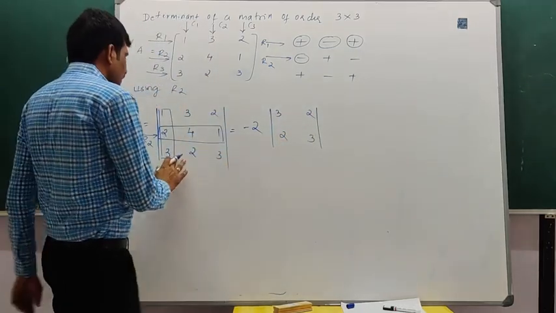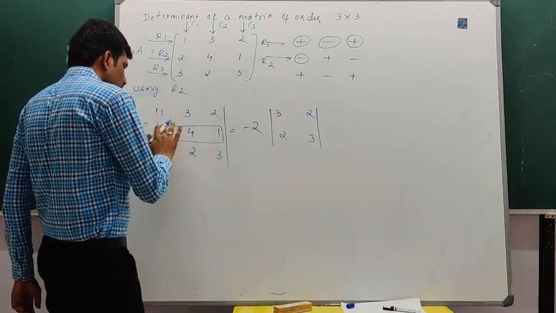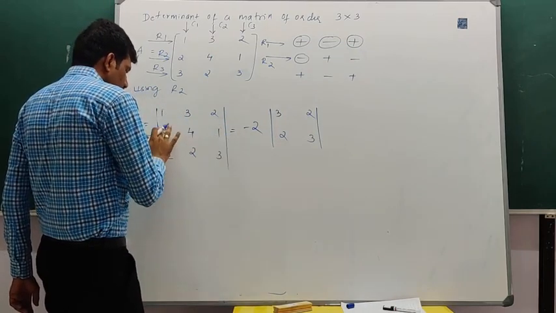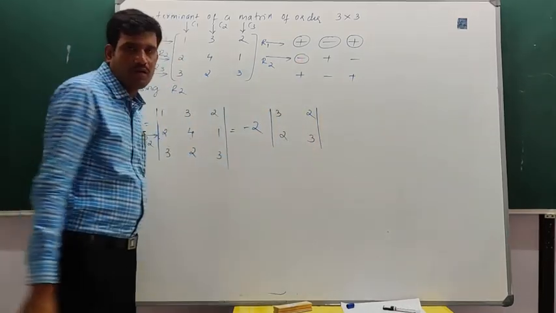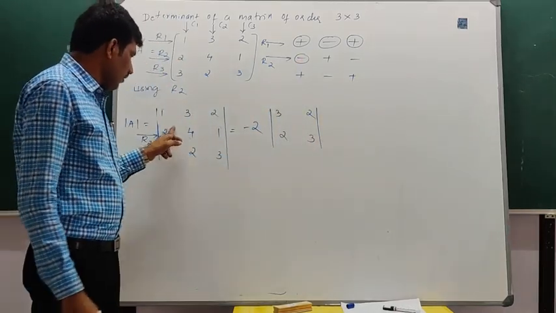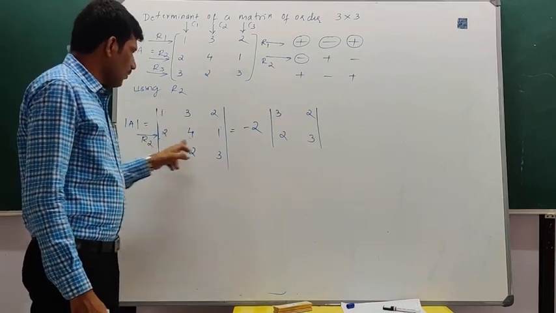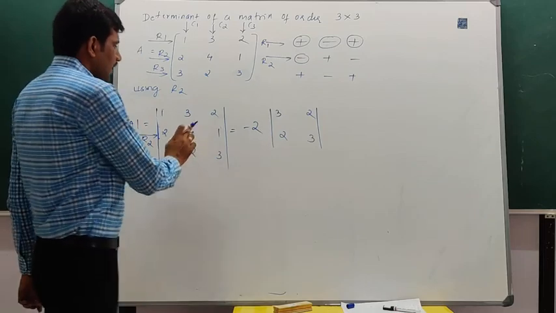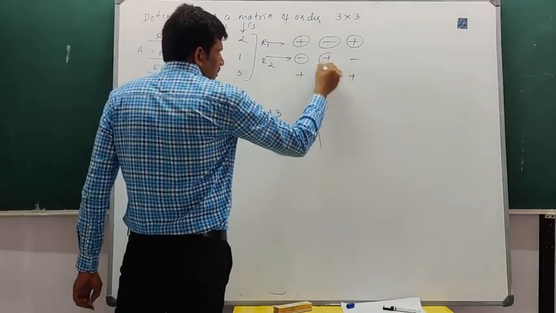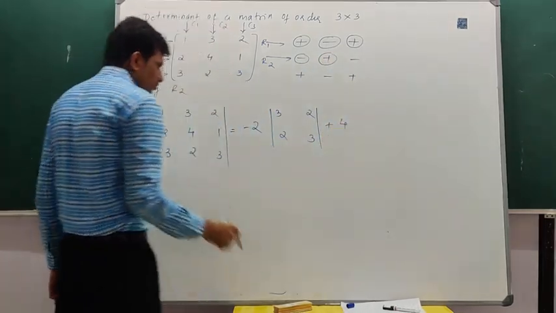Right? So what is the second element in R2? Now the first element is over. Second element is 4. What is the sign of this element? It is plus. Now leave this row and use this column. What is left here? 3, 2, 2, 3. That we have to write. What is the sign of that element? It is plus. That is plus into plus is plus 4.